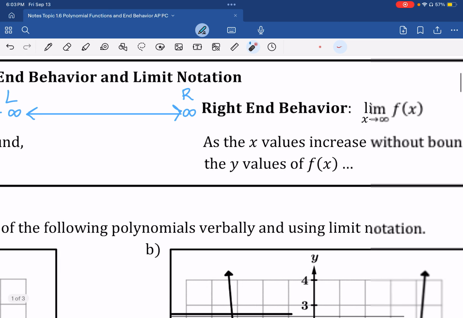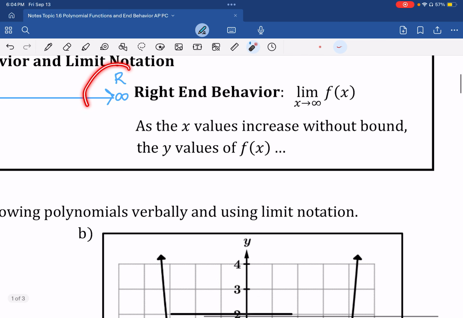Okay. On the right side, so on the x-axis on the right side, you go towards positive infinity. So for your right end behavior, your limit will be as x approaches positive infinity. You can also say as the x values increase without bound, the y values of f of x, and then you put in your answer. Okay. Or again, remember, it could say as the input values increase without bound, the output values of f of x, and then you insert your answer.